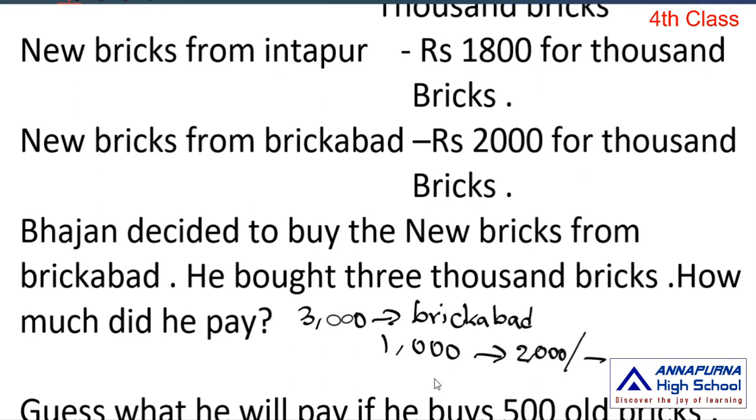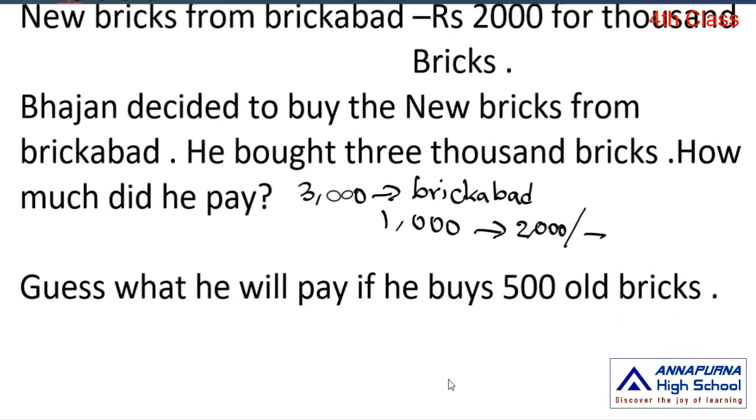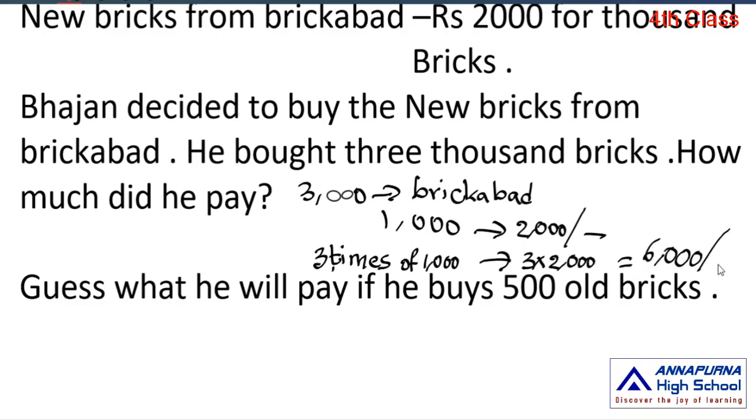Okay children, so apply simple logic here. 1000 bricks, 2000 rupees. So 3000 is 3 times 1000, isn't it? So on this side also we have to take 3 times 2000 rupees. 3 into 2000, 3 twos are how much? 6000. Without any writing we can solve this sum by using a small thing, or you can use the unitary method also. You can try that.